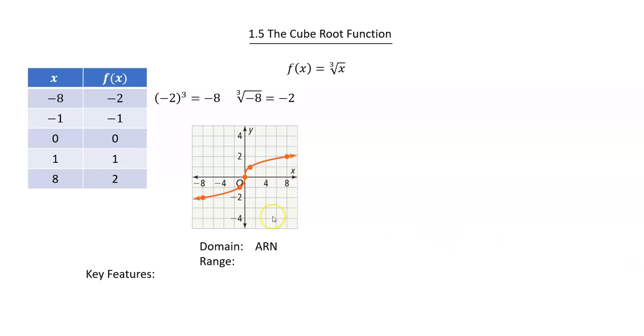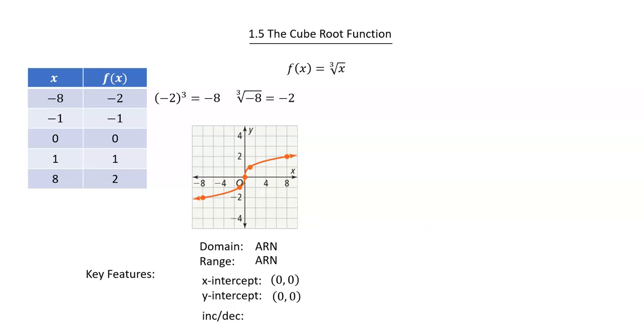The range is the y values, and we can see that the y values will continue to get lower and lower and lower to -infinity. And as we go for x values that are positive, the y values continue to go to positive infinity. So the range is all real numbers. We also want to identify the intercepts. The x-intercept is where the graph crosses the x-axis. Well, that's at the origin, (0, 0), which is also where the graph crosses the y-axis. So the y-intercept is (0, 0).